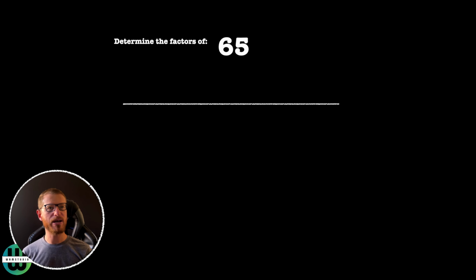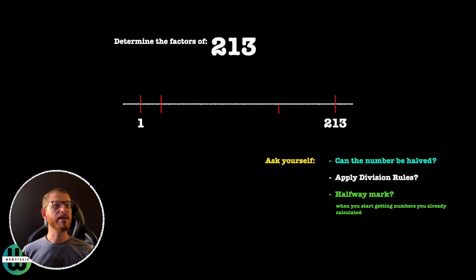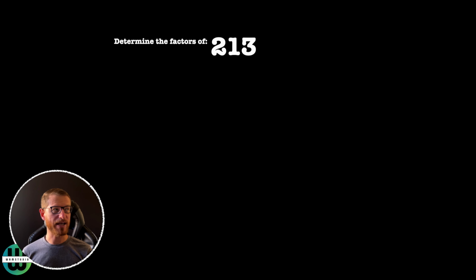Now let's have a look at determining the factors of 65, 1 unit above 64. Setting up my number line, I'm going to have my smallest and largest factor first, and that we know will be 1 and 65. Next up, I'm going to start asking myself the 3 questions. I'm going to ask myself, can the number be halved? In this case, no. And then I'm going to apply my divisibility rules to work out the other factors. And then I'm going to look out for my halfway mark.